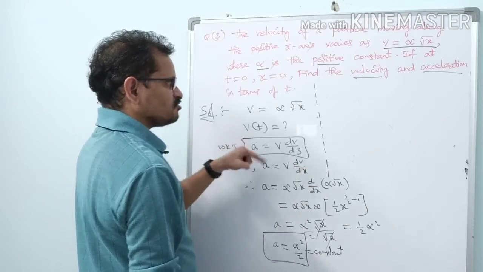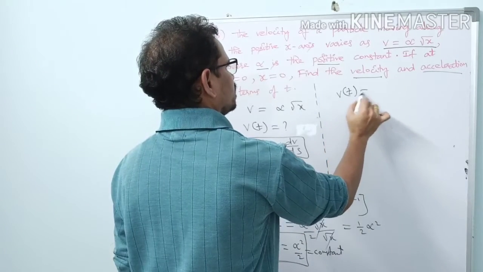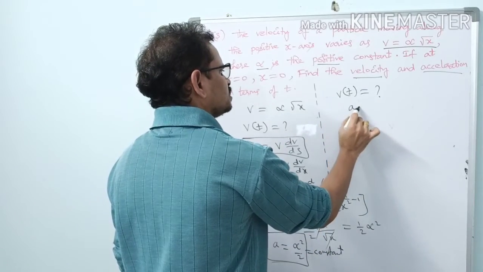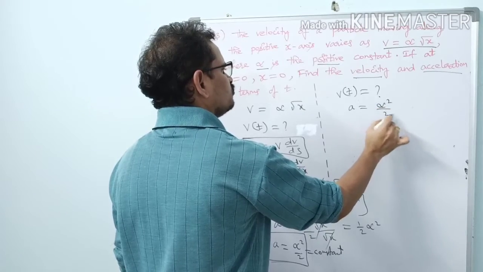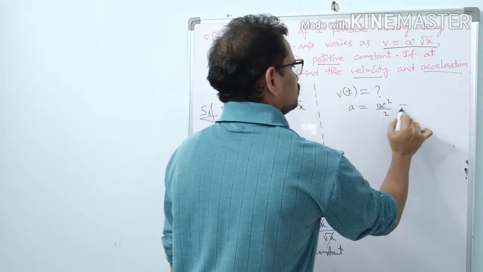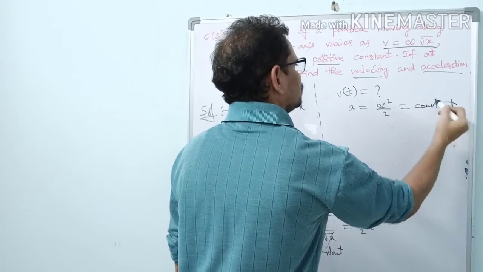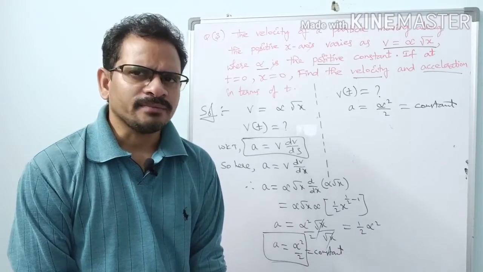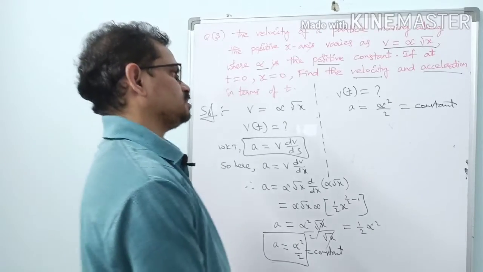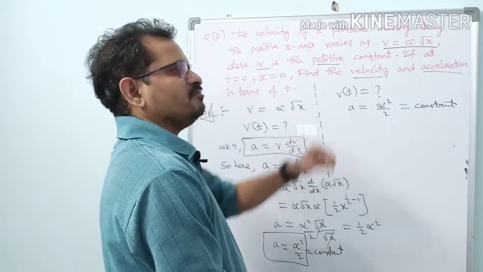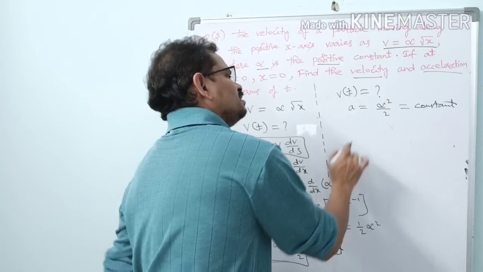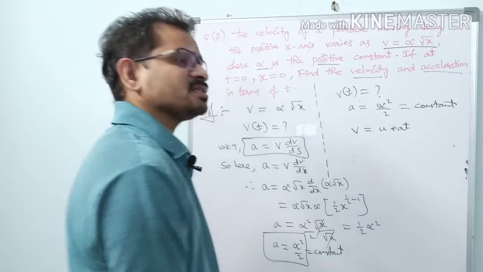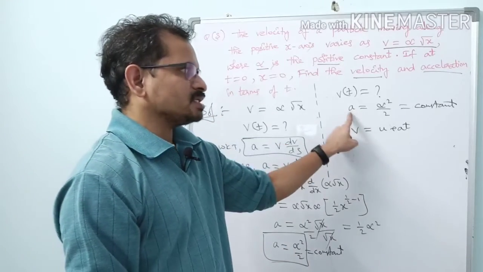So velocity as a function of time, v as a function of time t equal to how much? How can we find it? We know acceleration, how much did we get? Acceleration equal to alpha square by 2. So this is constant acceleration. If acceleration is constant, can't we use kinematic equations? Yes, we can use kinematic equations. So here we have to find velocity as a function of time t. Let us check this kinematic equation, v equal to u plus at. Can we use this equation or not? Yes, we can use this equation. Why? Because acceleration is constant.